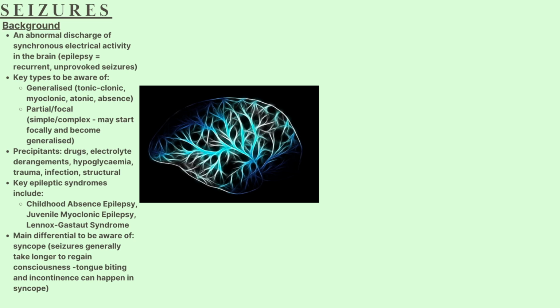The difference between seizures and syncope is that seizures generally take a lot longer to regain consciousness, and this is called the postictal period. Classically, it was thought that tongue biting and incontinence were key features of seizures that were not seen in syncope, but these can actually occur in both, and so this is not a reliable discriminating sign.